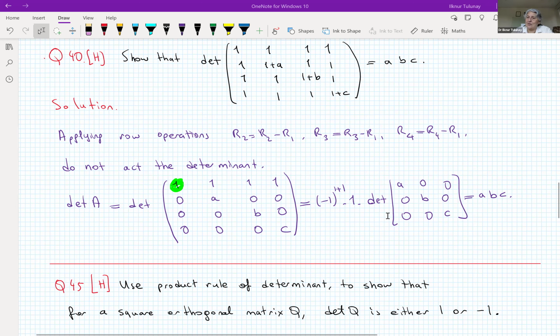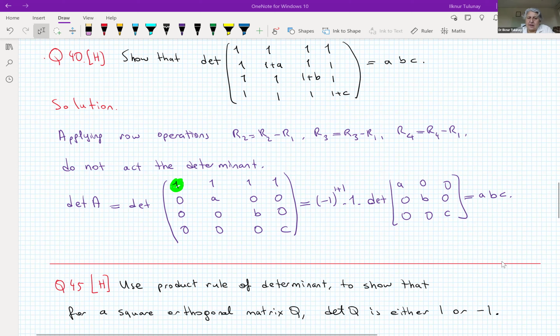I'm using the matrix determinant formula. And this is 1, and the determinant of this matrix, since this is only a diagonal matrix, is just the multiplication of the diagonal entries. That is A times B times C. This is a well-known fact. If you have a diagonal matrix, the determinant of the diagonal matrix, regardless of the dimension n by n, is always the multiplication of the diagonals. I hope it is clear for you.